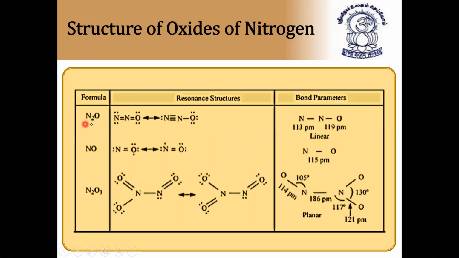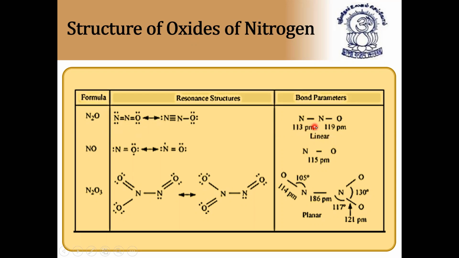Structure of dinitrogen oxide. This is nitrous oxide, also called laughing gas. This is a resonance structure. It has two resonating structures: N double bond N double bond O, and N triple bond N single bond O. It can be either this or this, both are the same. So its shape is linear.